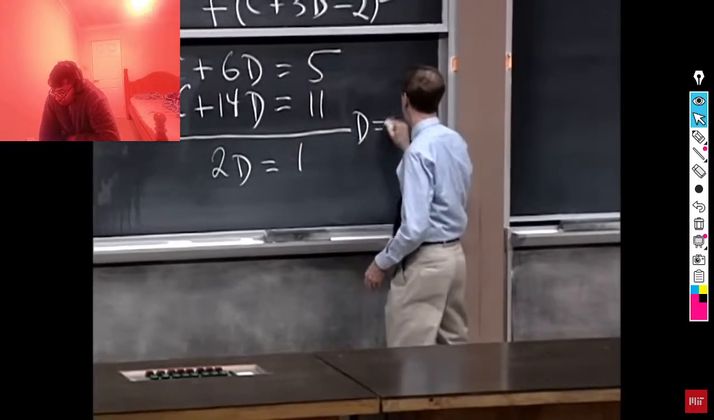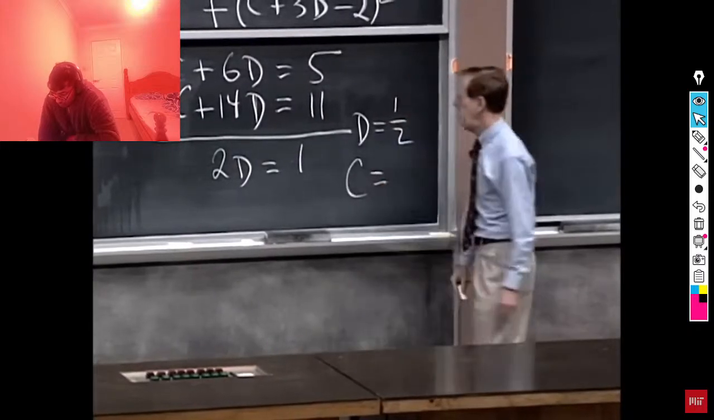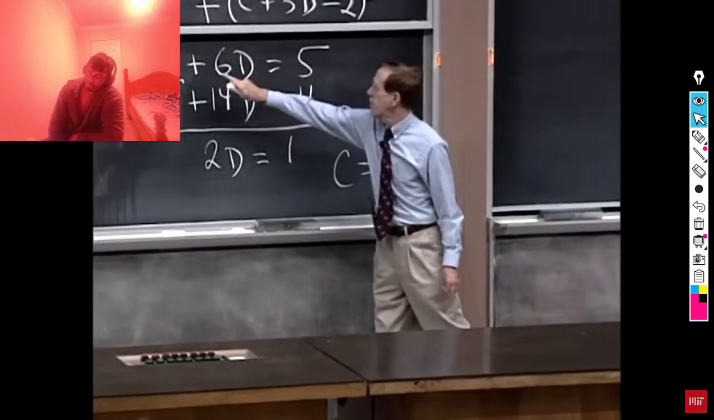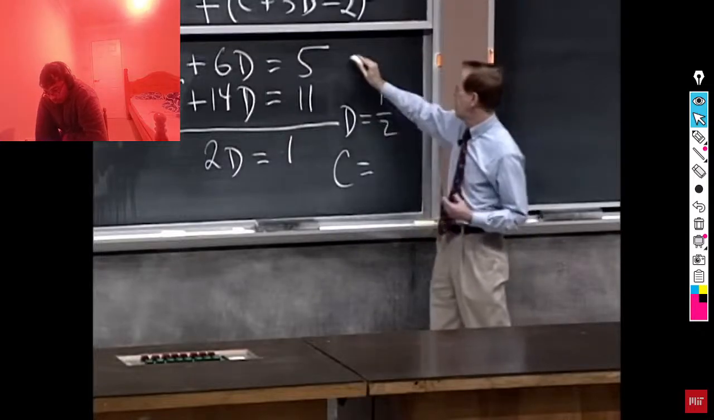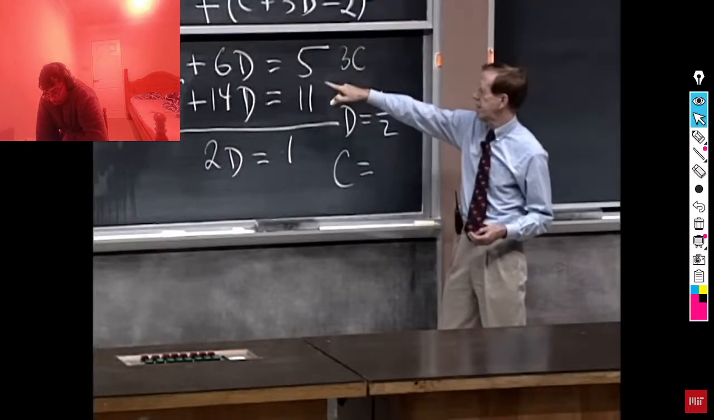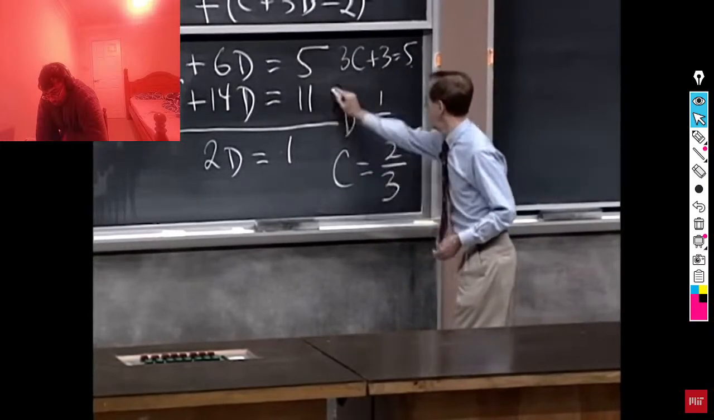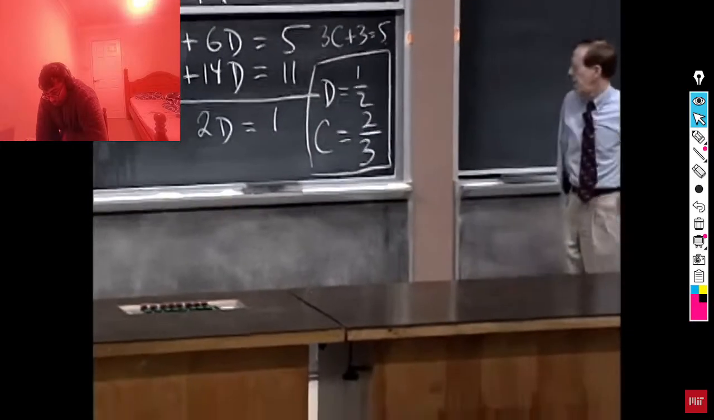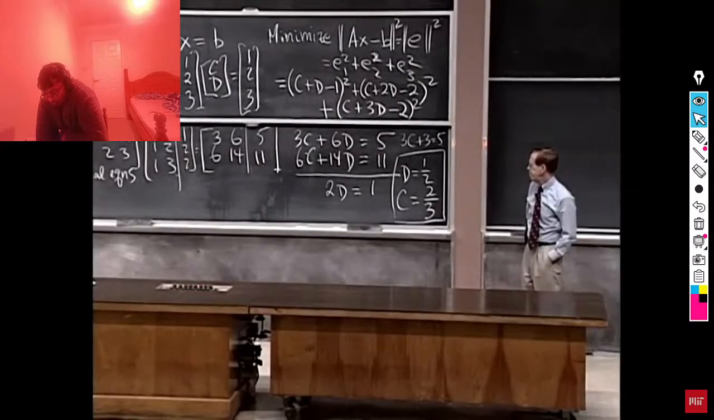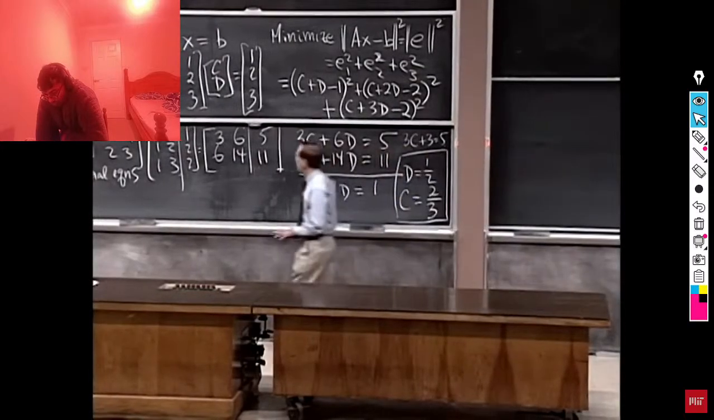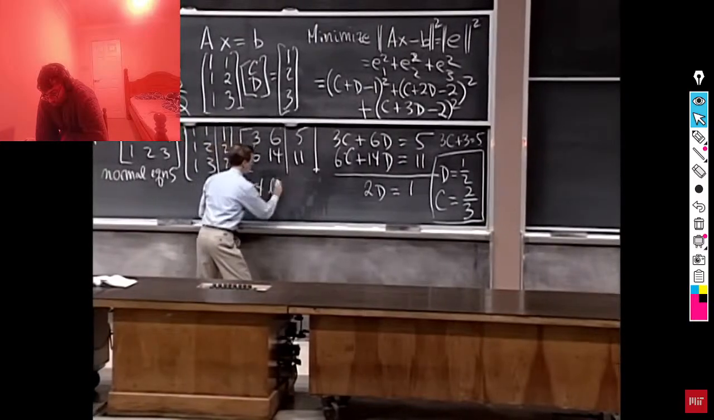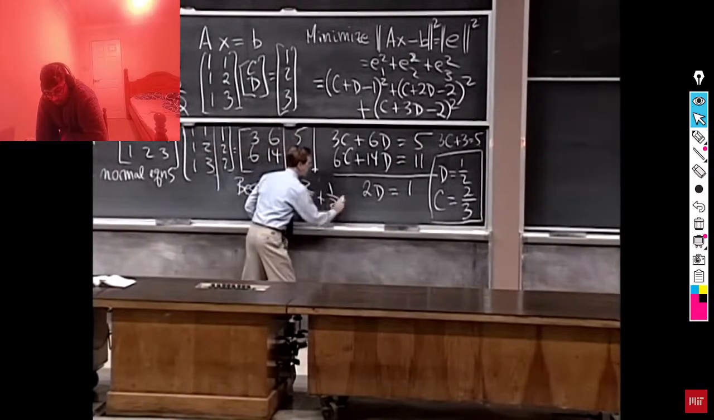So I think d is a half, and c is whatever back substitution gives. 6d is 3. So 3c plus 3 is 5. I'm doing back substitution now, right? 3c plus 6d, which is 3, equals 5. So 3c is 2, so I think c is 2/3. 1/2 and 2/3. So the best line is the constant 2/3 plus 1/2 t.